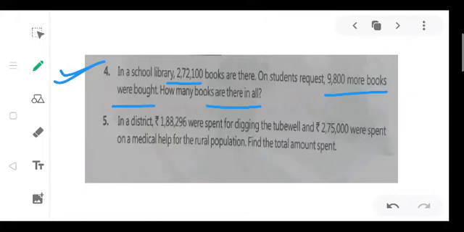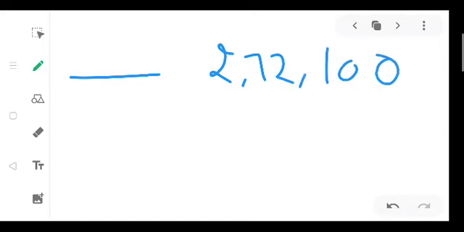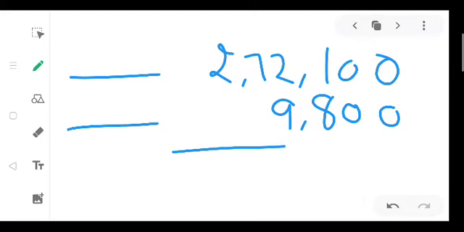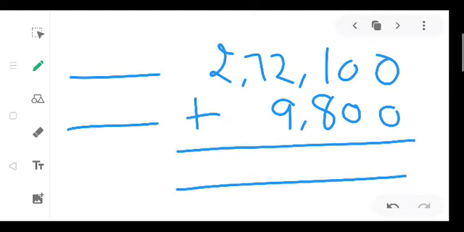Now there are more than 2,72,000 books now. So what you will do here? We will add the purchased books also, new books also. So how will you do? Firstly you will write the statement. Books in the library you will write here 2,72,100. More books purchased, you will write and start writing from the right side. These are 9,800. So 1's place 0, 10's place 0, 100 place 8, 1000 place 9. 9,800. Then you will add it and you will write the statement here.